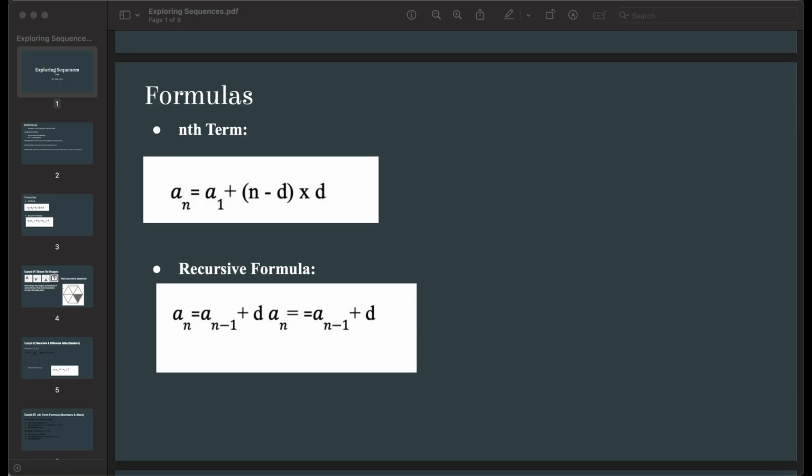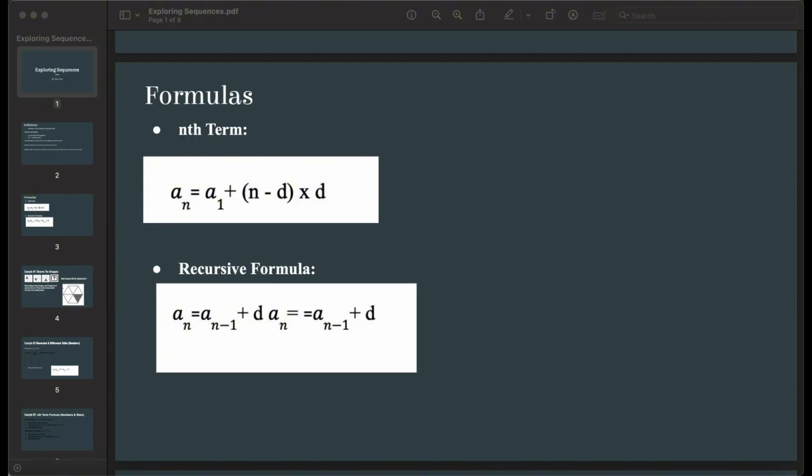In this slide, we're going to go over the formulas. The nth term formula is used when you want to find any term in an arithmetic sequence without having to write out every single number before it. You just plug in the position number, or n, along with the first term and the common difference. It's really helpful when you're trying to find a term that's far into the sequence because it lets you jump straight to the answer in one step.